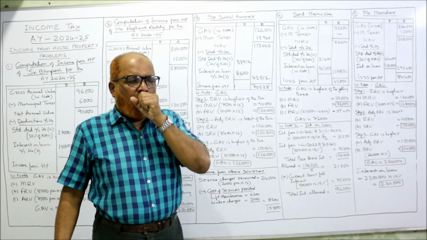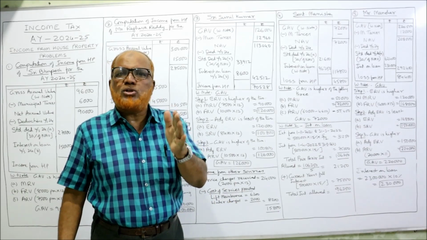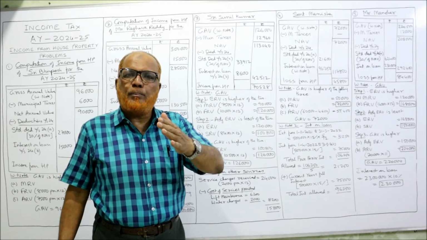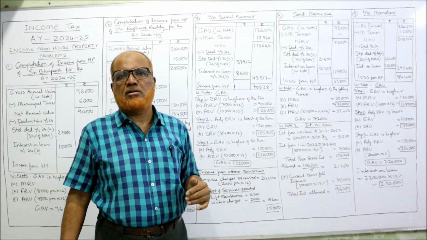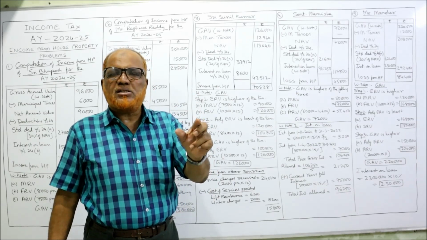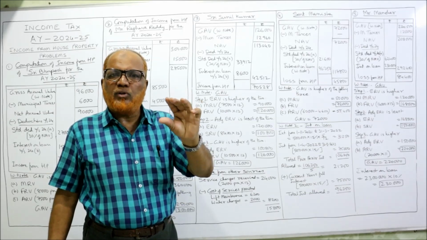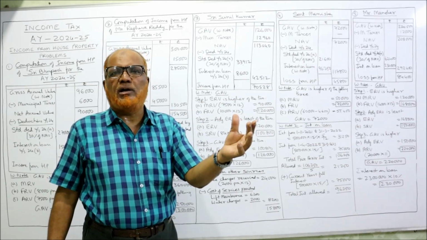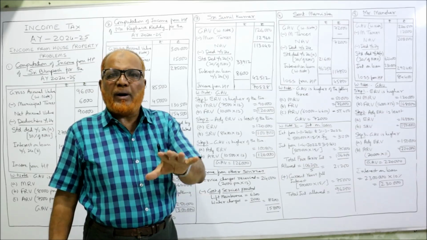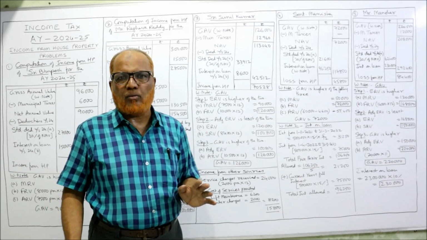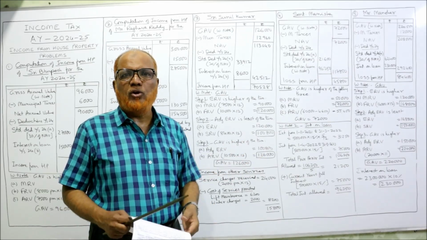So up to 31st March 2023, we calculate interest. That is called prior construction interest. And that prior construction interest will be divided by 5. 1/5 of that prior construction interest will be allowed. Apart from that, current year's whole year's interest will be allowed. That is the only new point.